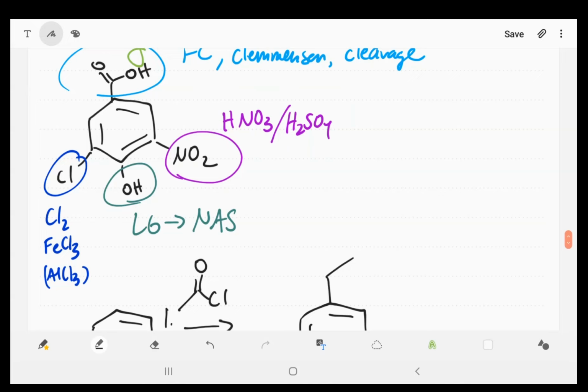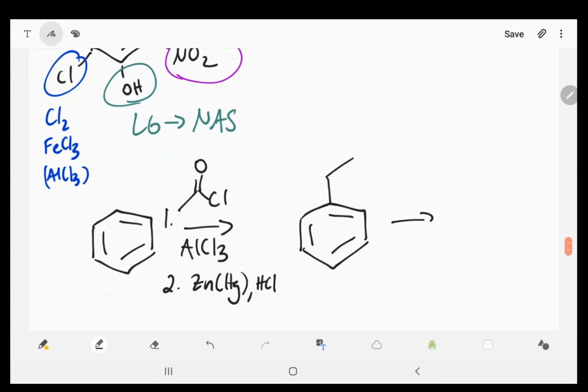If we cleave it, then it becomes a meta director, right? We do want positions meta to it, but as soon as we make that meta director, we have no way of going back. So I would say that we should probably put on something on the para position first, before we make it into a meta director. So what do we want to do? Leaving group. Let's put our leaving group on there. Okay, what leaving group would you like? Narek, it's your choice. Bromine. Bromine, very good.